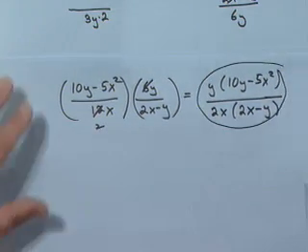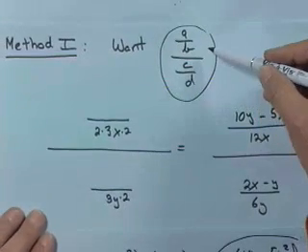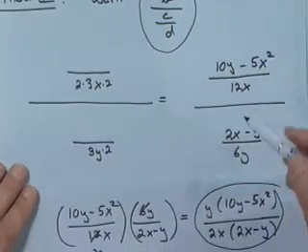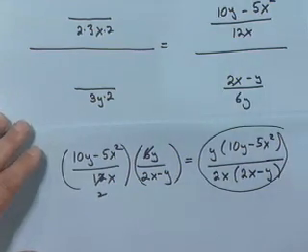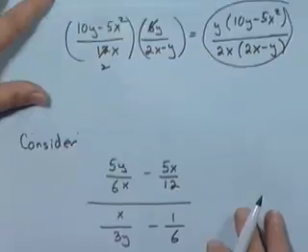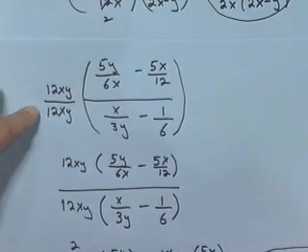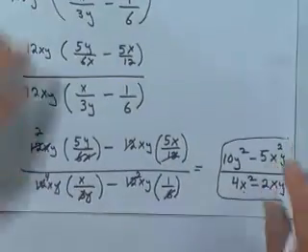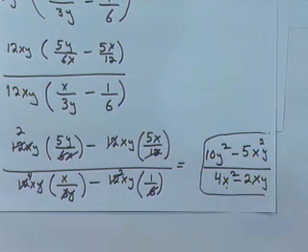Once again, let's make sure that we understand the difference in the two methods. For this method right here, for method 1, we could invert, multiply, and simplify. For method 2, what we did was to try to find an overall lowest common denominator. We found that we multiplied both the numerator and the denominator by that quantity, and then after we simplified, we ended up with this expression, which is the same as the one we got in method 1.